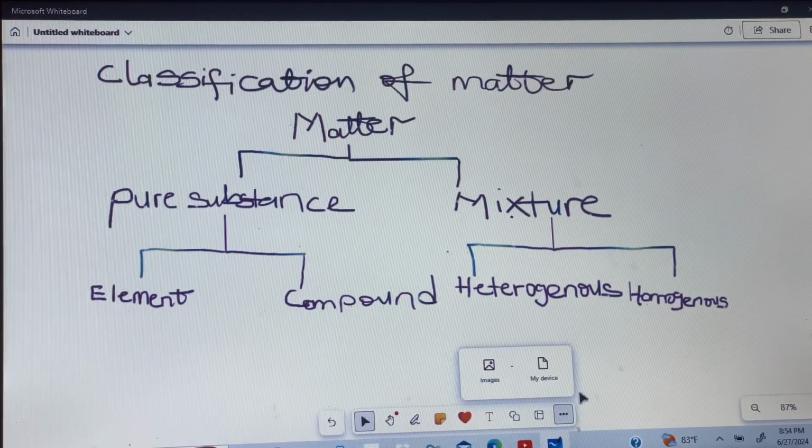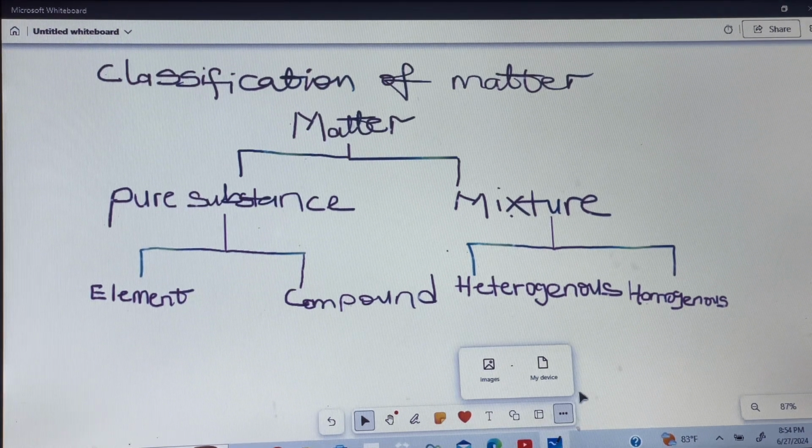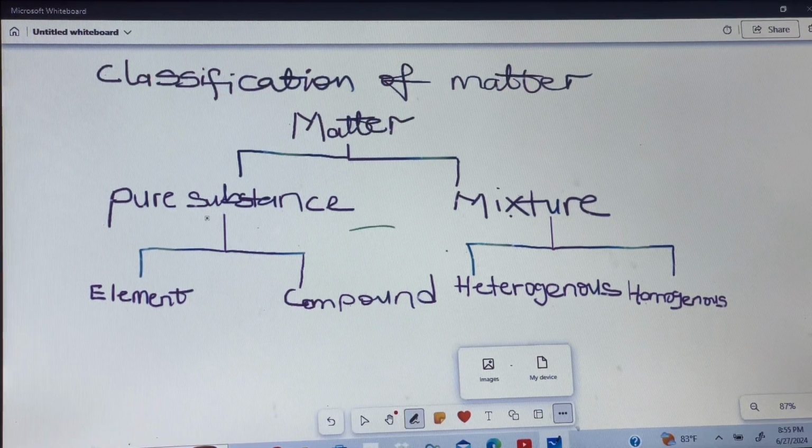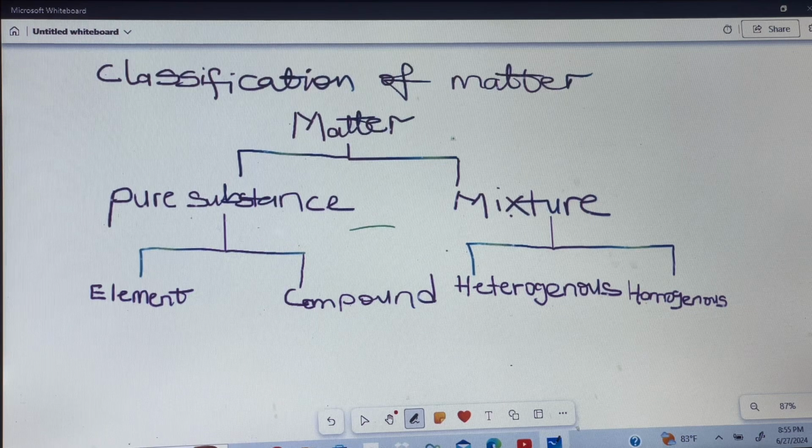Everyone, in today's lesson, we're going to do the classification of matter. As we learned earlier, matter is anything that has weight and occupies space, or anything that has mass and occupies volume. So here, matter can be a pure substance or a mixture. Then a pure substance can be an element or a compound. And a mixture can be a heterogeneous mixture or a homogeneous mixture. So I'm going to explain the meaning of each one after the other.